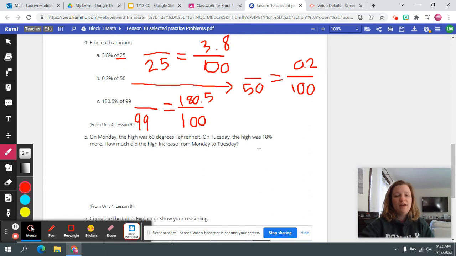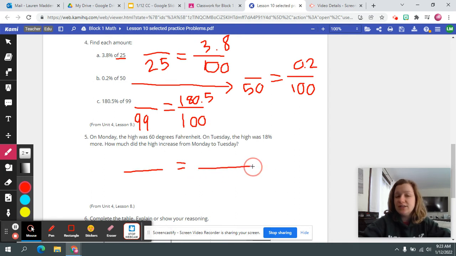And let's look at number 5. On Monday, the high was 60 degrees Fahrenheit. On Tuesday, the high was 18% more. How much did the high increase from Monday to Tuesday? So this is an older problem. Same thing. I'm going to set up a proportion. It started at 60 degrees, and I want to go 18% more than that.